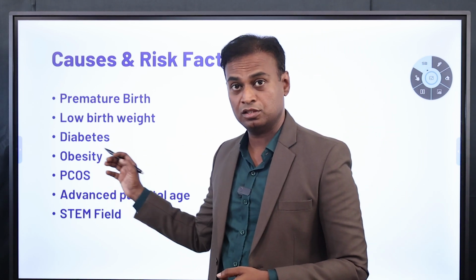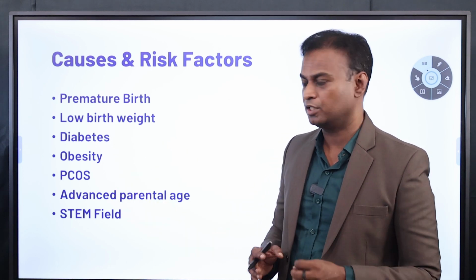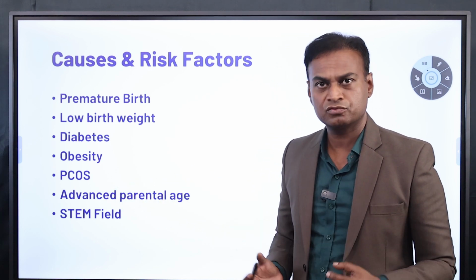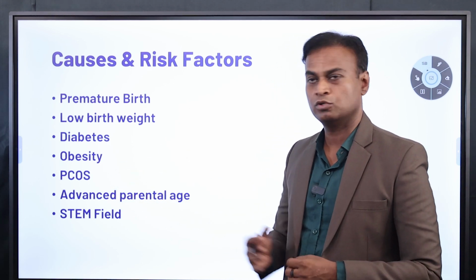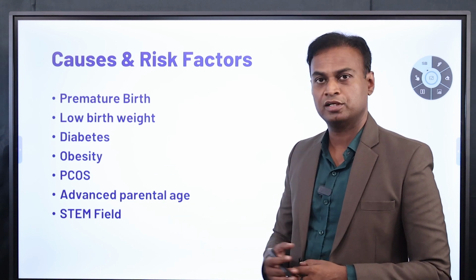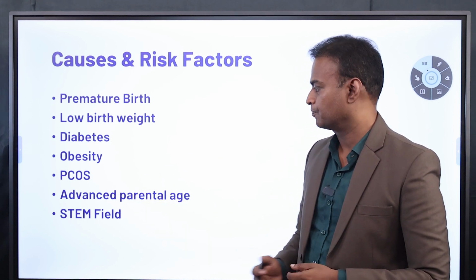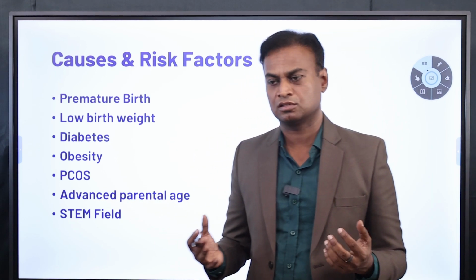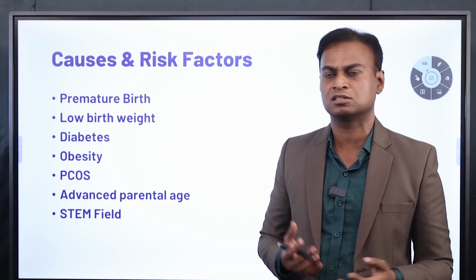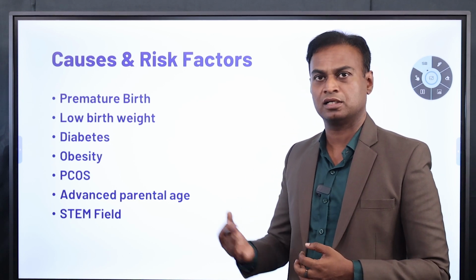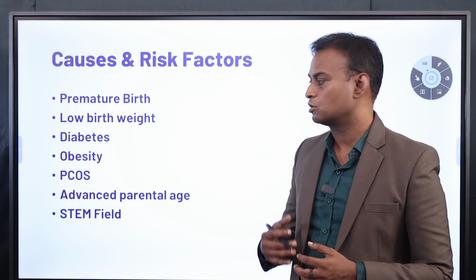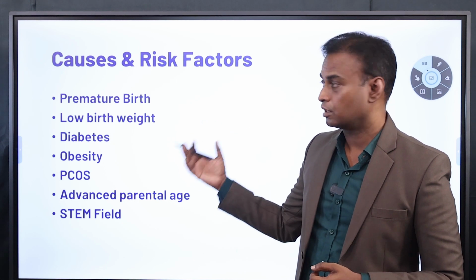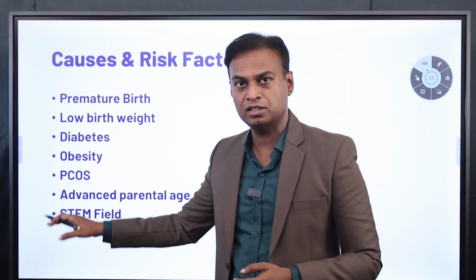And obesity is also one of the reasons for epigenetic changes, and that can cause autism. Next one is PCOS. There are a lot of studies happening. Even PCOS or PCOD, polycystic ovarian disease, is linked to epigenetics. And advanced parental age. Previously, all our grandmothers and grandfathers used to marry at a very young age, maybe at 13 or 14 years. Now the parental age is above 30 years. When you marry late, this is also one of the risk factors for epigenetic changes or new genetic changes, and it can cause autism. STEM field, it is very interesting research.